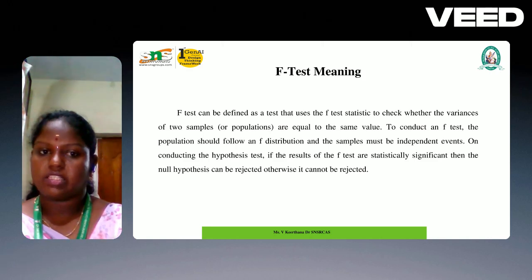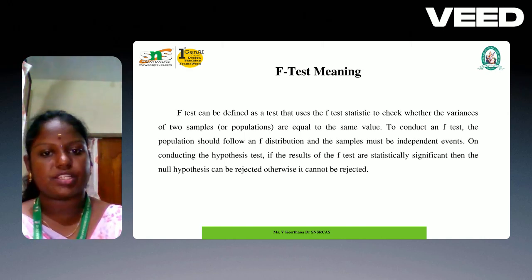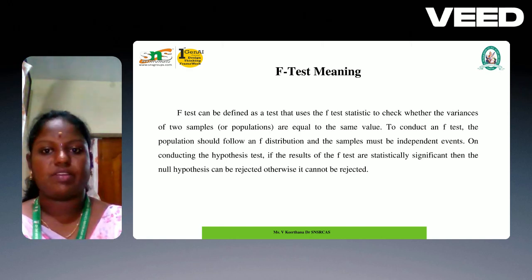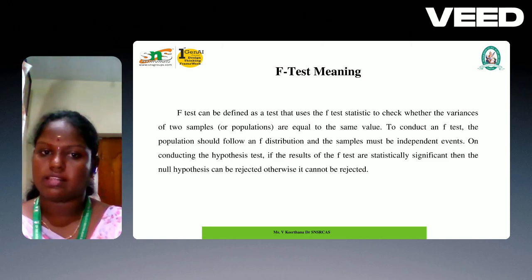The F statistic was developed by Ronald Fisher in the year 1920 as the variance ratio and was later named in his honor by George W. Snedecor.